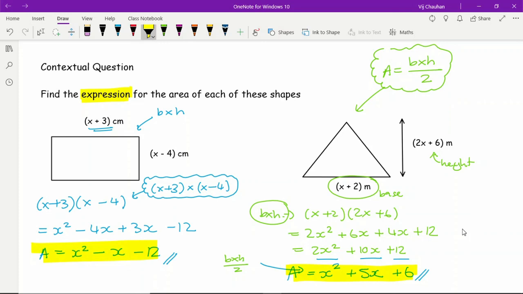And that's just an example of where expanding double brackets can appear not in its normal format, but more contextually and cross-topic with area, and maybe potentially with other topics as well. So it's just a case of being mindful and breaking the question up to make it easy, and writing the formulas down certainly does help, and then replacing each of the terms in the formula with the algebraic expression.